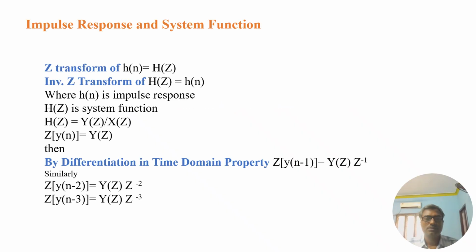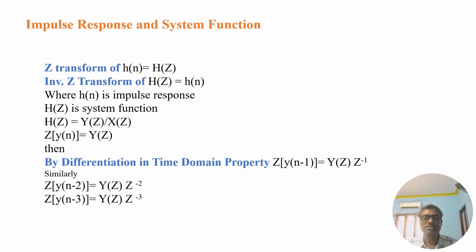causal or not. System function is the ratio of Z transform of the output of the system by the input of the system. Z transform of impulse response will yield you the system function. Similarly, inverse Z transform of the system function will give you the impulse response.